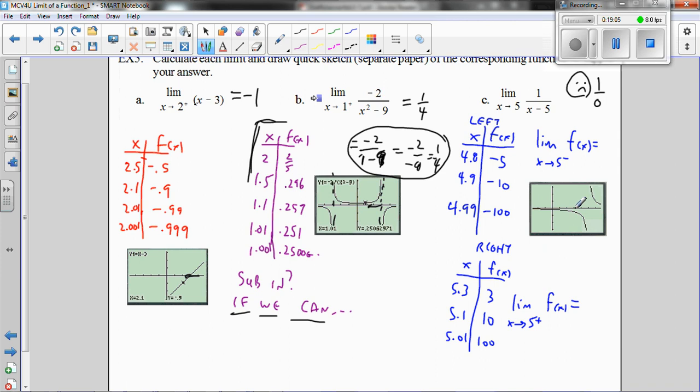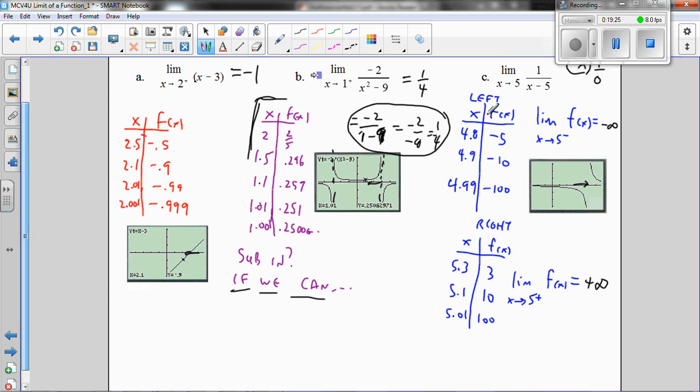And I can see that on the graph. As x gets closer to 5, the outputs are getting bigger and bigger negative. In fact, the limit as x approaches 5 from the left is -infinity. Similarly, from the right, it's equal to +infinity. So what can I say about this limit altogether? Well, is the left-hand limit equal to the right-hand limit? No. And in fact, then, the limit as x approaches 5 of f at x does not exist.